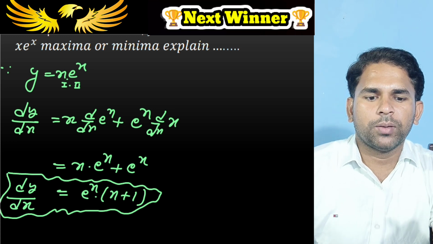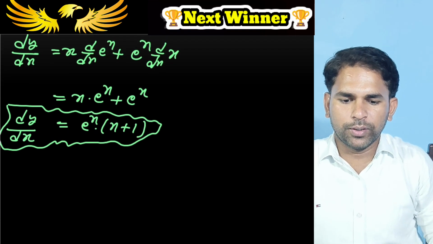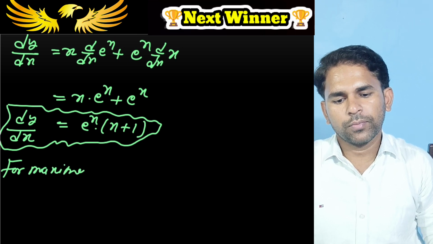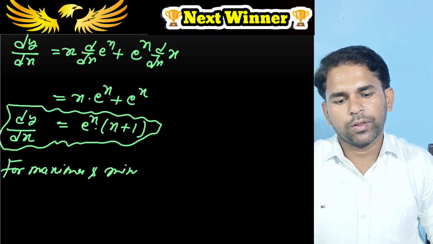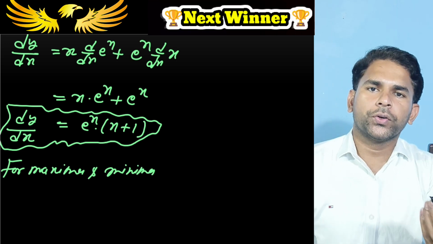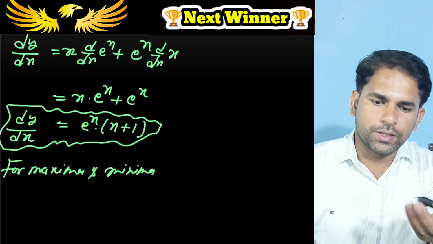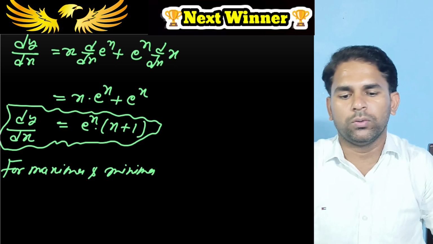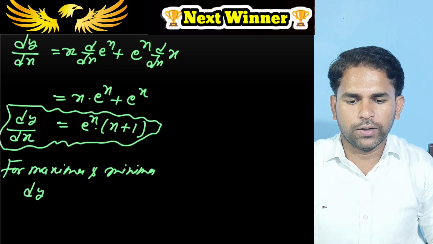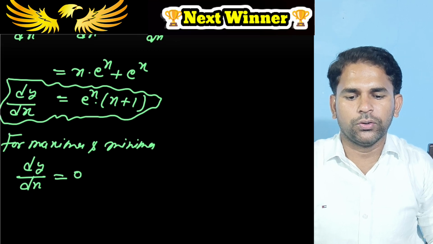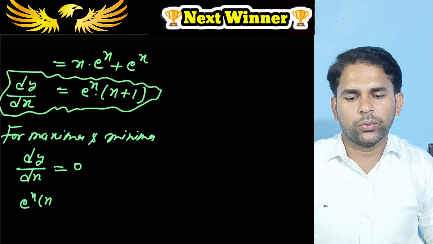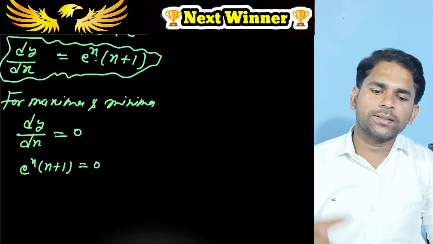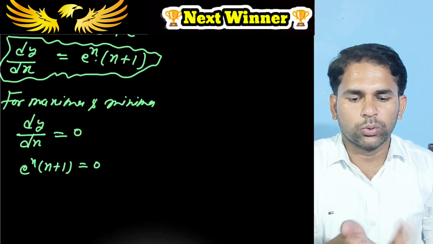But for maxima and minima, what can we do? For the first differentiation, you got this value; now you place dy over dx equal to 0. Very simple. So dy over dx is equal to 0, so e power x into x plus 1 is equal to 0. Finally, e power x will go to the other side, meaning there is no value.